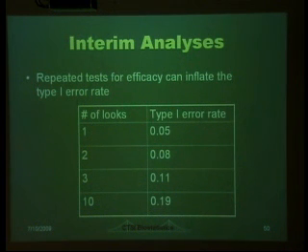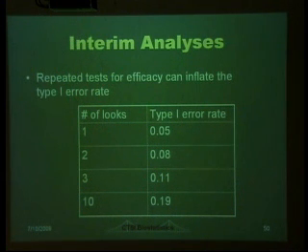Well, what happens if you do repeated tests for efficacy? If you look at your data halfway through the study or a couple times throughout the study and test it without making any adjustment, well, you're going to inflate your type 1 error rate. Okay? So here's an example. If you just look at your data once and test it with a 5% significance test, then your type 1 error rate is really 5%, as it should be. So if you just look at your data at the end of the study, then you have no problems.